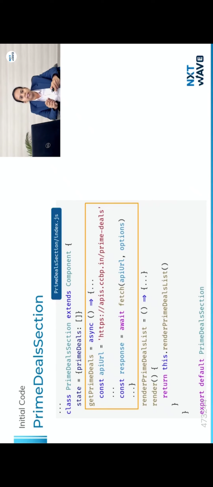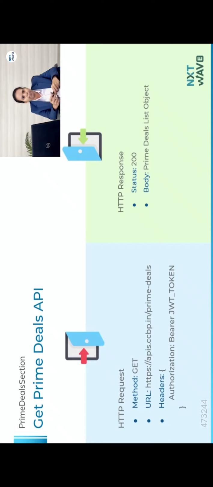Now let's understand more about this get prime deals API. Using this API, we are fetching the prime deals. Since we are retrieving data, it's GET. And coming to the URL, it is apis.ccbp.in/prime-deals. Here, for the get prime deals API, only the prime users will be able to get the prime deals list, right?